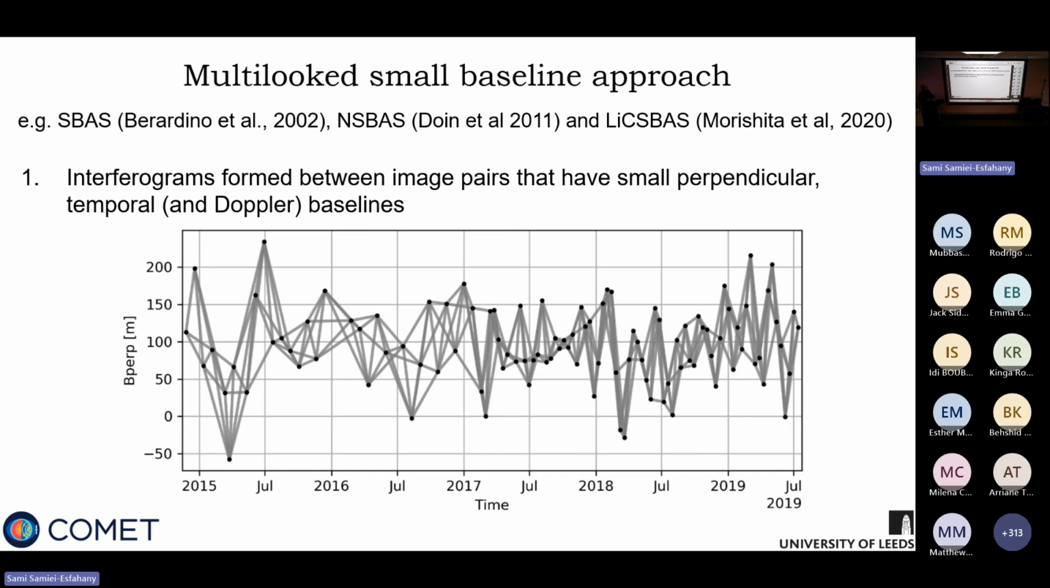Okay, so the standard small baseline approach, or I guess there's a bunch of different small baseline approaches, but they all involve making interferograms between your image pairs that have small perpendicular and temporal baselines, and Doppler, but that's not normally an issue these days, so don't worry about that. It's just one example. So here again, time is on the x-axis and perpendicular baseline here. You can see all of these lines are made to minimize these two things simultaneously, so there's no interferogram being formed between pairs that wouldn't make sense in time and perpendicular baseline.